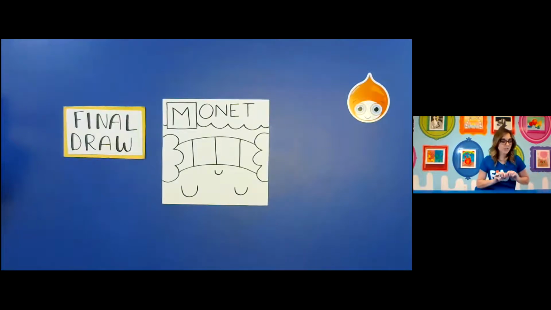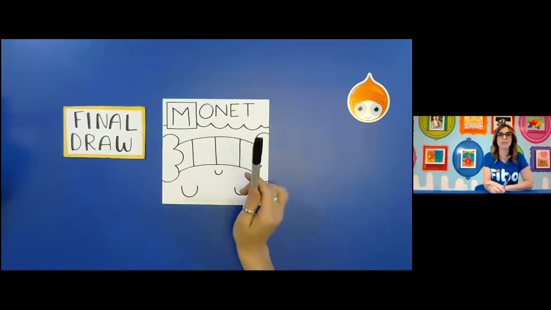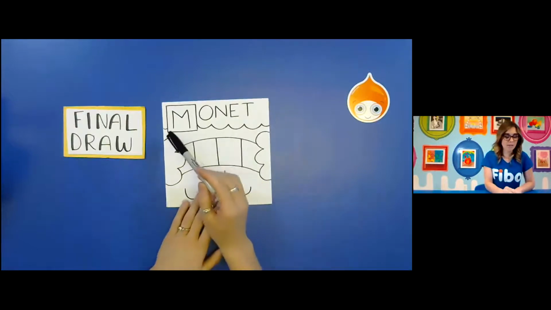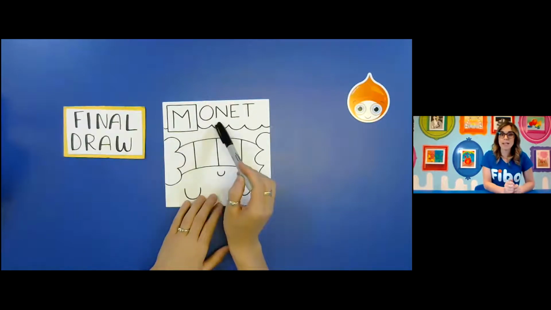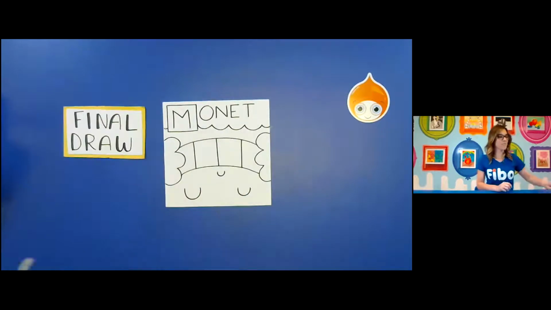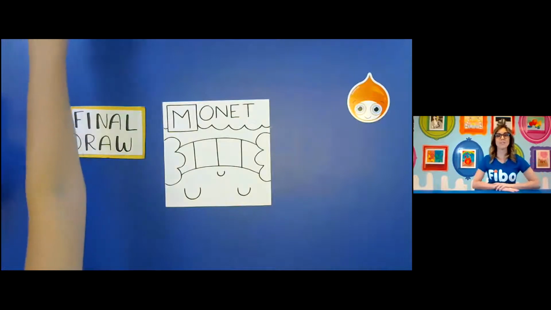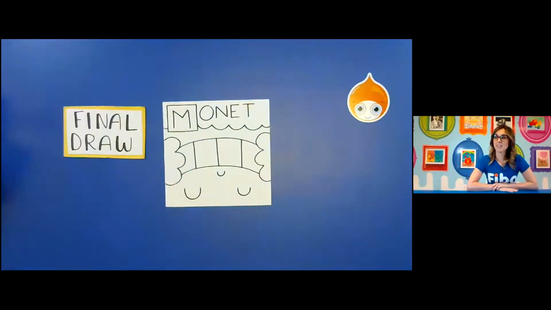Your picture should look something like this. However, you guys were working in pencil. So now you're going to be grabbing your Sharpie and you will be outlining those pencil lines. So go ahead, if you need to pause this video, you can do so and finish tracing over those pencil lines.